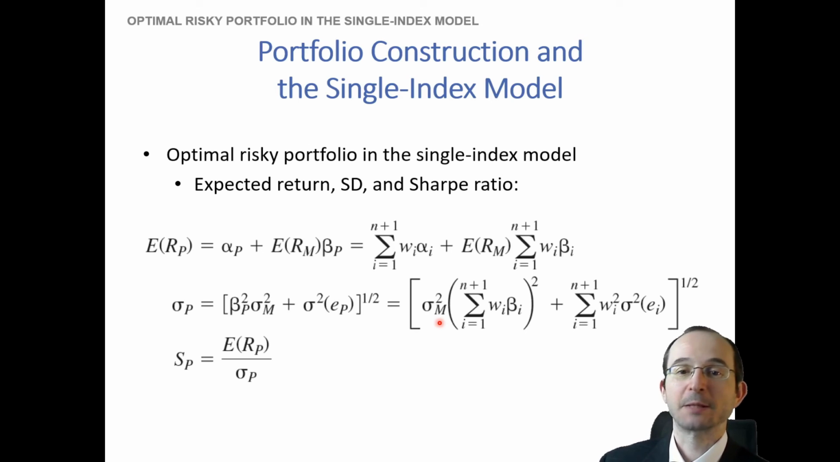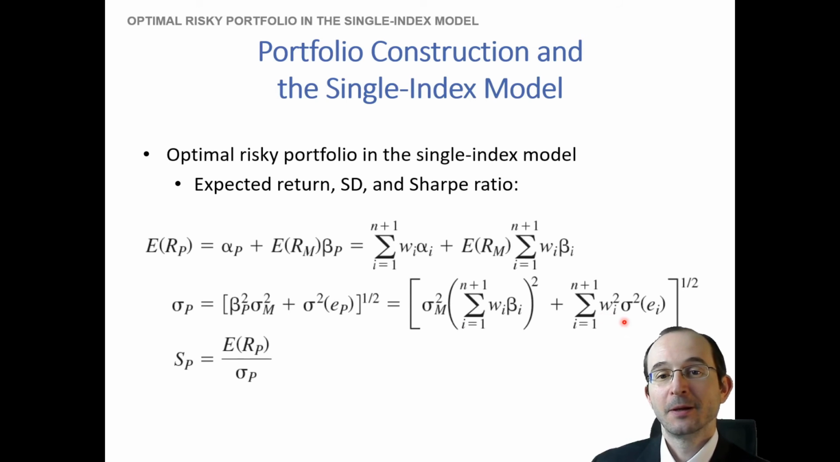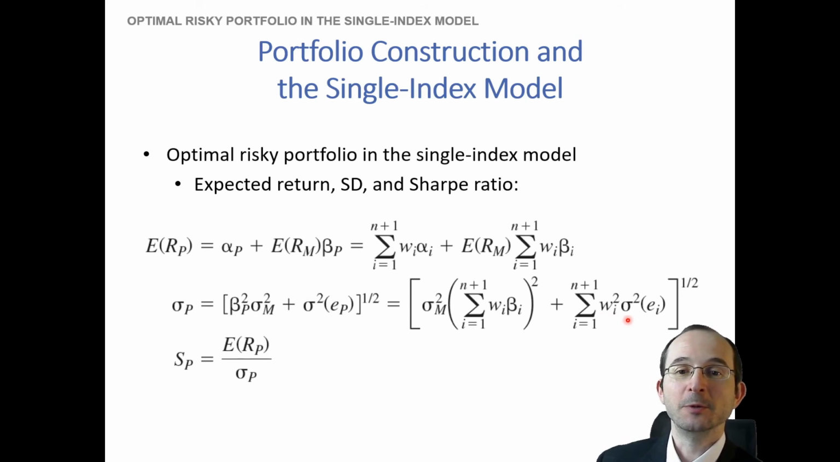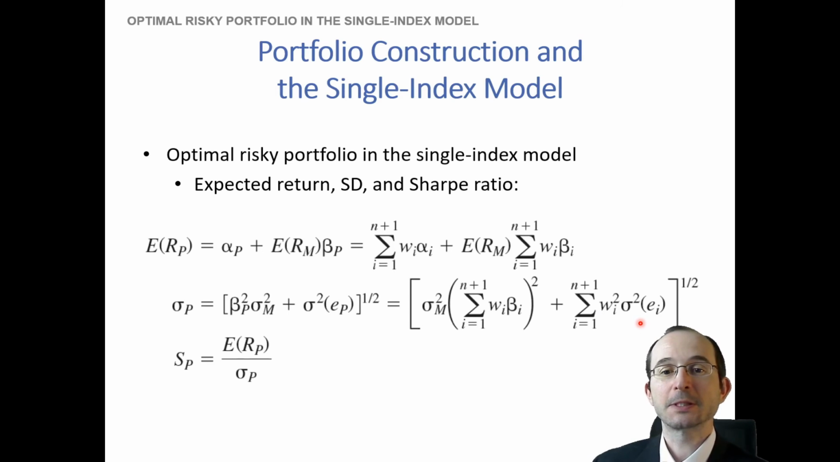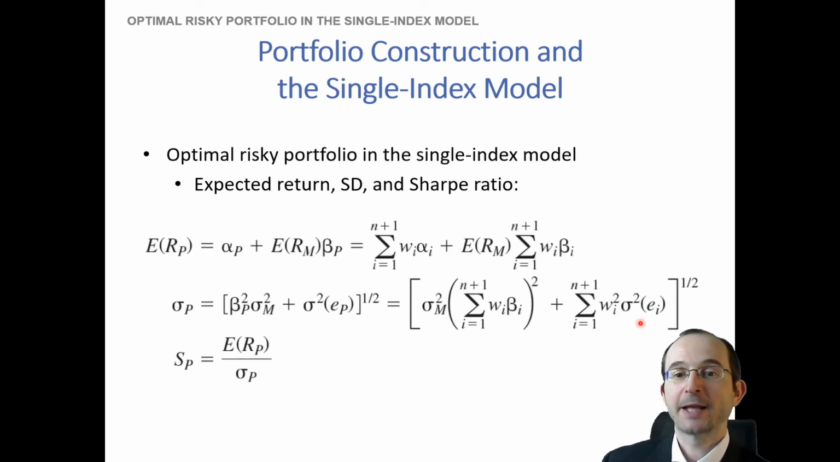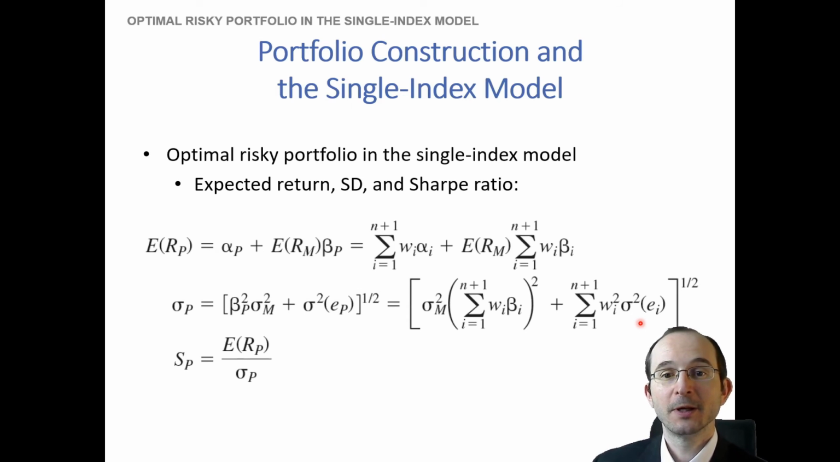So instead of forecasting multiple covariances, all we need to do is estimate betas and estimate one variance of the index portfolio. Now what about the firm-specific errors? Well, for this, remember, we need to get this estimate of firm-specific errors for each of our portfolio constituents as the variance of that asset's residuals from the regression model. That's going to be our estimate of firm-specific error.